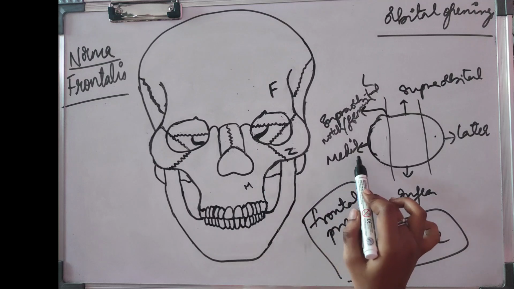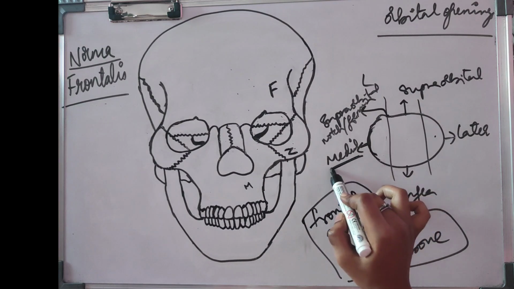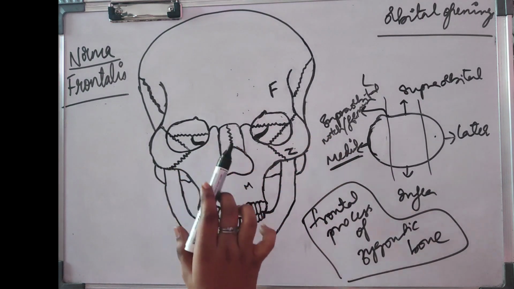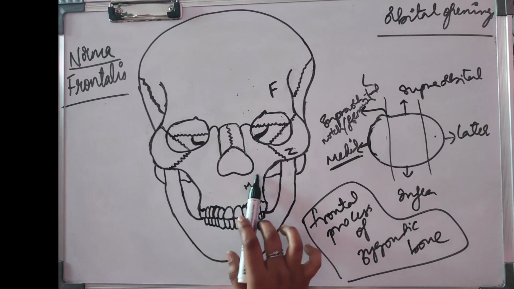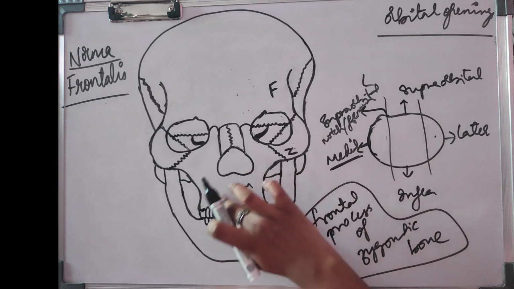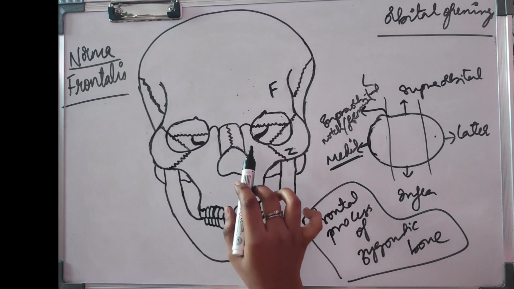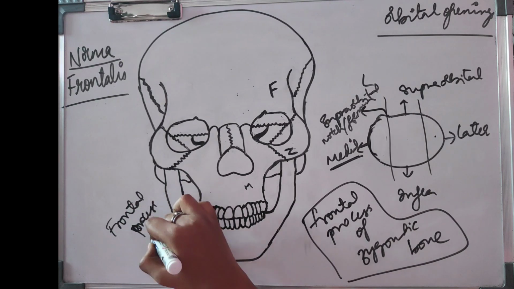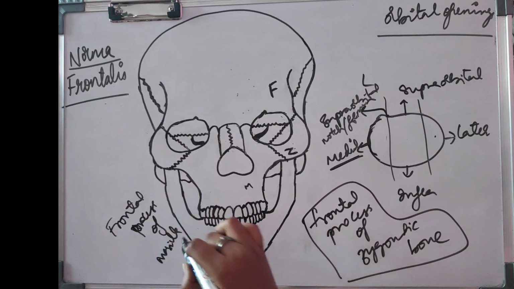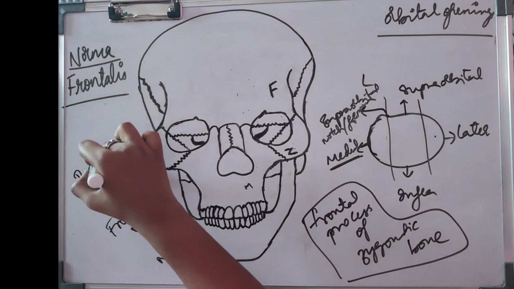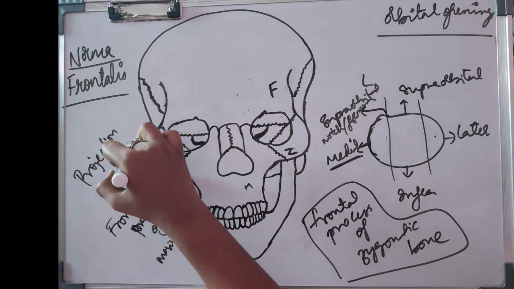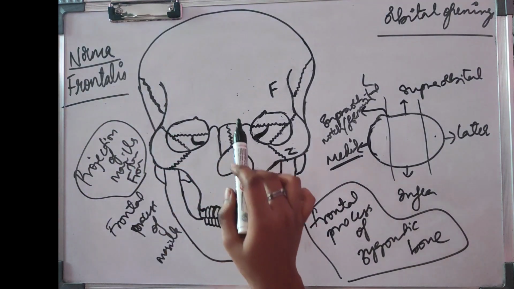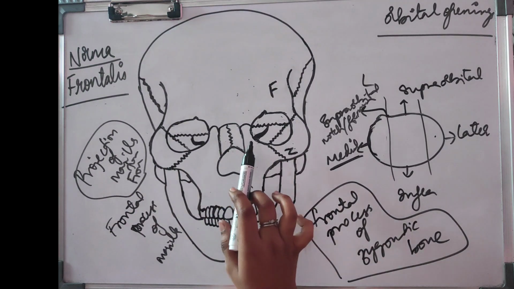Similarly, the medial orbital margin, this is the medial orbital margin, and you can see above it is formed by the frontal bone, and below you can see the maxillary bone, and this maxilla is projected towards the frontal bone. So this becomes the frontal process of the maxilla. The projection of maxilla towards the frontal bone is known as the frontal process of the maxilla.